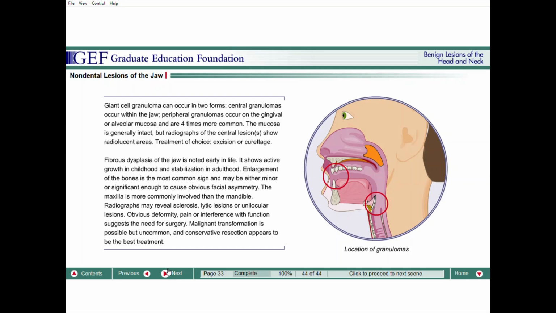Radiographs may reveal sclerosis, lytic lesions, or unilocular lesions. Obvious deformity, pain, or interference with function suggests the need for surgery. Malignant transformation is possible but uncommon, and conservative resection appears to be the best treatment.